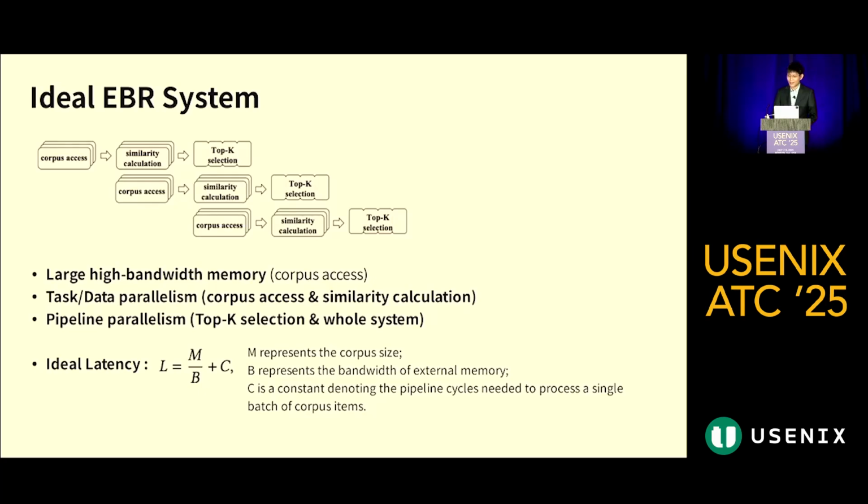So what makes an ideal EBR system? There are three things. First, it needs a large, high bandwidth memory to handle accessing the corpus. And second, we need task or data parallelism. That is, we parallelize the access and the calculation process. And third, we need pipeline parallelism, which means we streamline the top K operation with the rest of the processes.